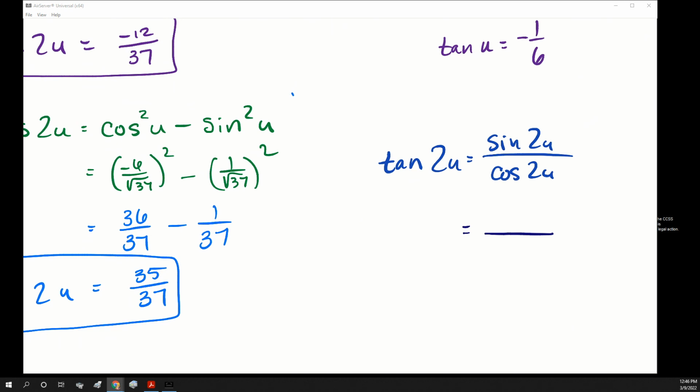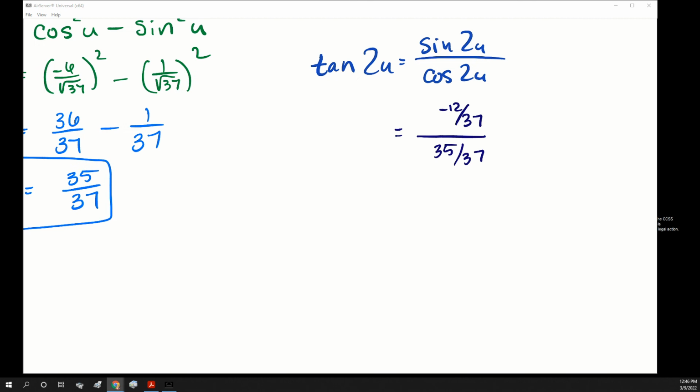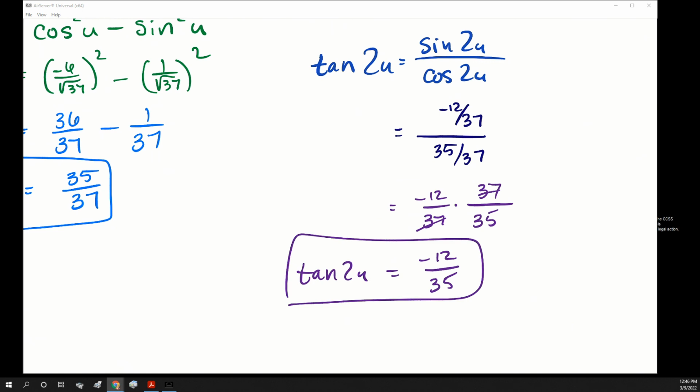All right, so we have sine of 2u was negative 12 over 37. Cosine of 2u is 35 over 37. And then how do you divide by a fraction? Multiply by the reciprocal. All right, that's going to cancel. The tangent of 2u is negative 12/35. So that's all three.